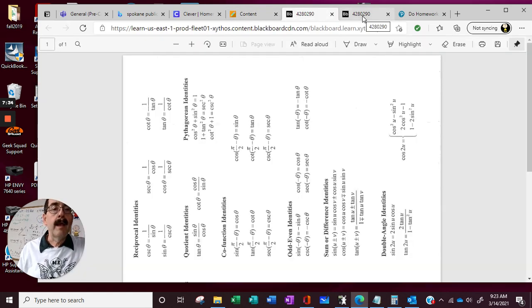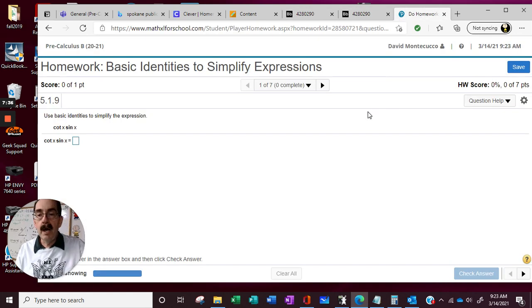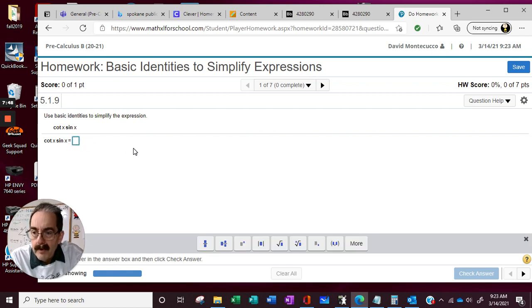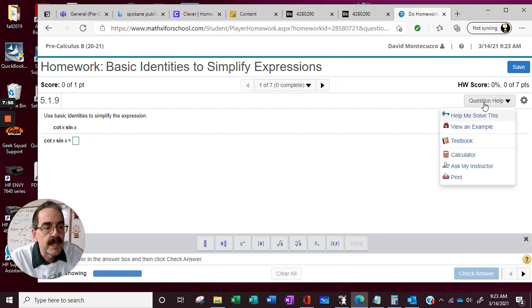And the beauty of MyMathLab: I have no idea what this is. How am I supposed to know that the answer to this problem is cosine? How do I know it's cosine? Question help. Help me solve. Works on every problem. View an example. So let's do an example here.